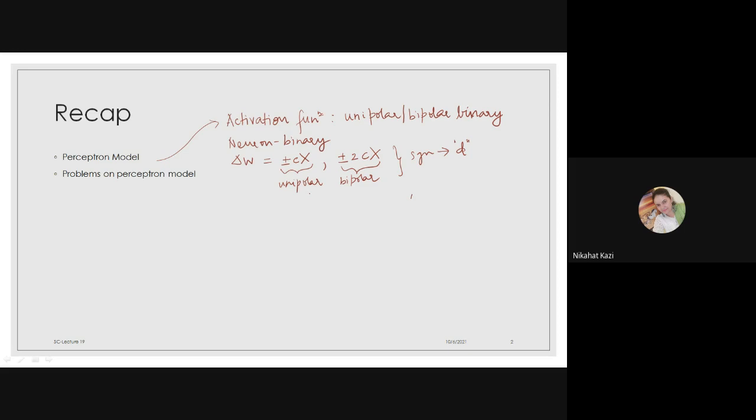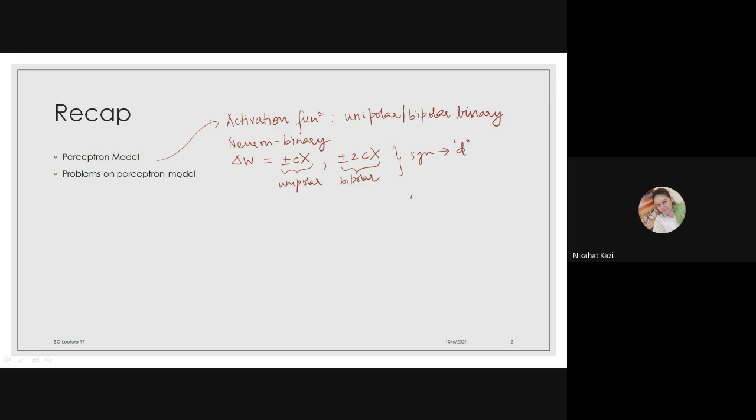So if D is plus 1, then it will be plus 2 Cx if you're using a bipolar binary activation function. Otherwise, it will be minus 2 Cx if D is minus 1. In the case of unipolar, the possible values of D are 1 or 0. So we'll use either plus Cx if D is 1. If D is 0, it will be minus Cx. So this is important, the weight update equations for perceptron.